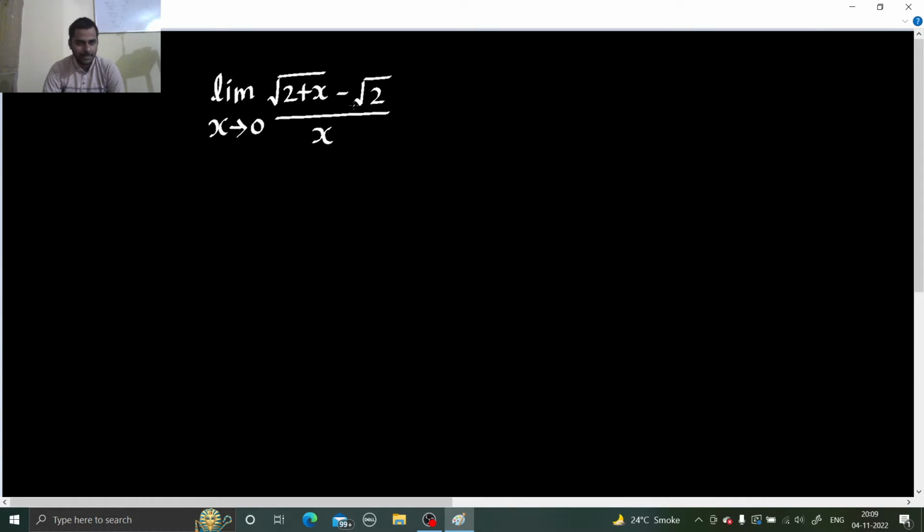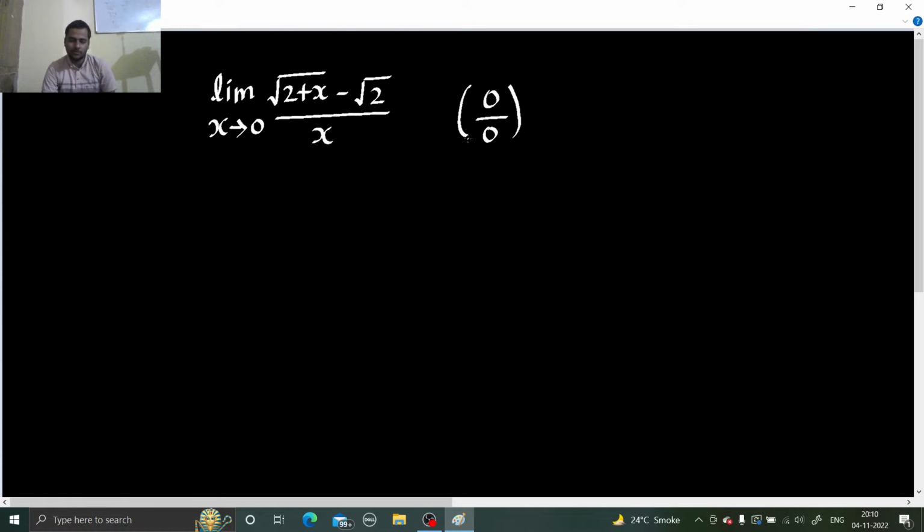So it is limit x tending to 0 of (root of 2 plus x minus root 2) divided by x. If we look at the current state of the problem, if you put x equals 0, this will be root 2 minus root 2. Numerator is 0 and denominator also is 0 because you are putting x as 0. So currently, it is 0 by 0 form.